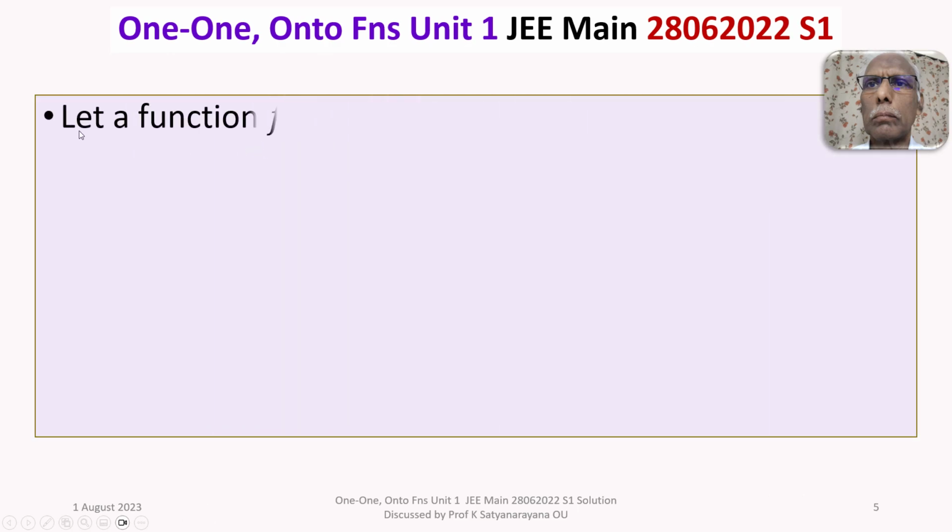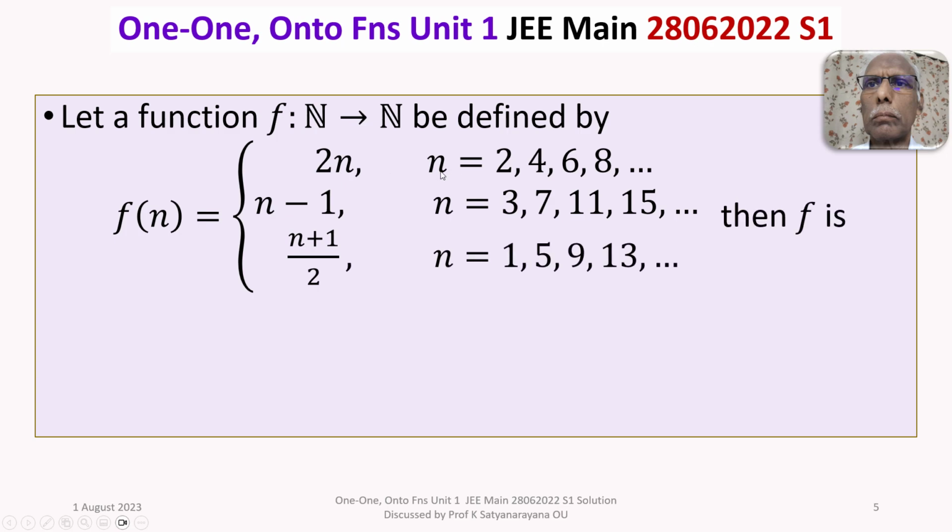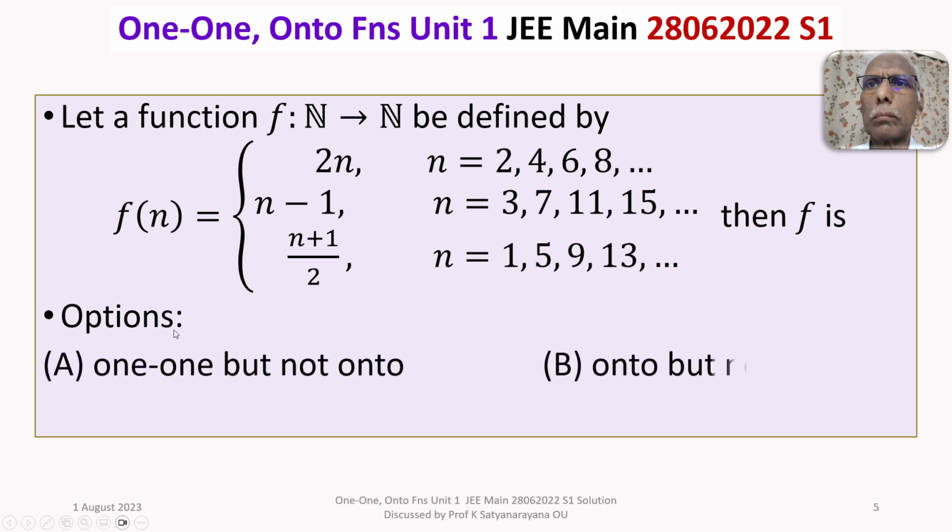The given question is, let a function f from the set of natural numbers into itself be defined by f of n is equal to 2n when n is equal to 2, 4, 6, 8, etc. f of n is equal to n minus 1 when n is equal to 3, 7, 11, 15, etc. f of n is equal to (n plus 1) by 2 when n is equal to 1, 5, 9, 13, etc. Then f is, we are given four options.